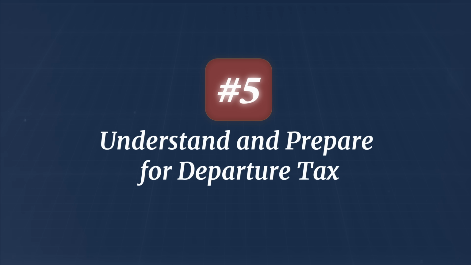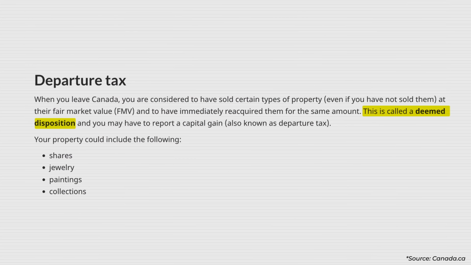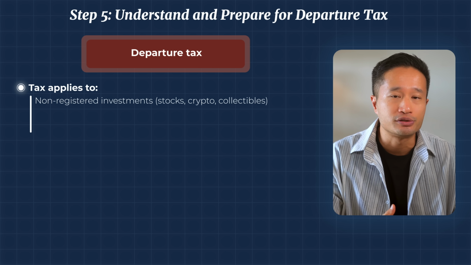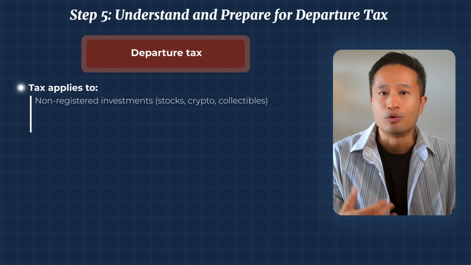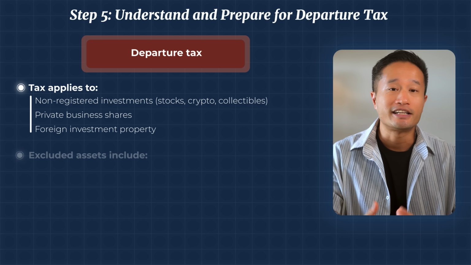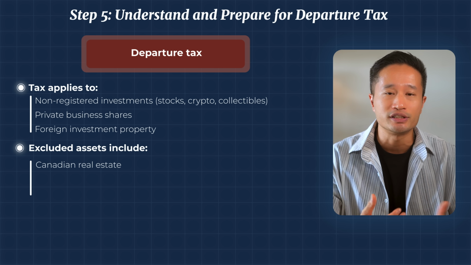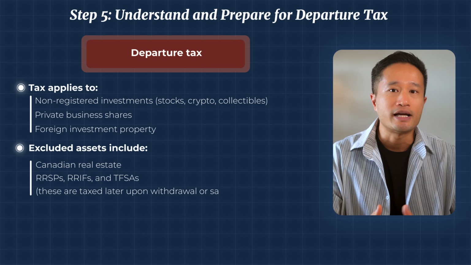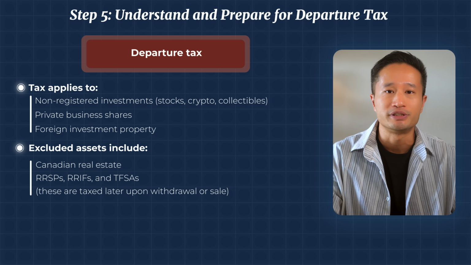Step number 5, understand and prepare for departure tax. Canada imposes a deemed disposition of certain assets when you cease residency. That means you're considered to have sold most capital assets at fair market value, which may trigger capital gains tax. The tax applies to things like non-registered investments such as stocks, crypto, or collectibles. There's also private business shares, foreign investment property, and it excludes assets such as Canadian real estate and things like RRSPs, RRIFs, and TFSAs. These are taxed later though upon withdrawal or sale, potentially, and I get into this in more detail in another video.